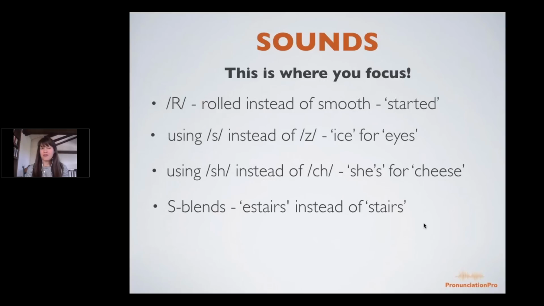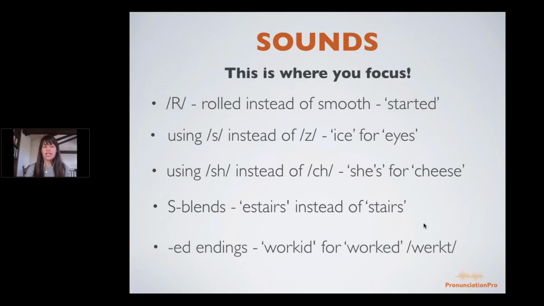S blends. A lot of times I'll hear from my Spanish-speaking students "esters" for "sisters." I went down the "esters." Making sure that we're not putting that E in the front. And then ED endings. A lot of times I'll hear "worked" pronounced as "work-ed" instead of "worked."